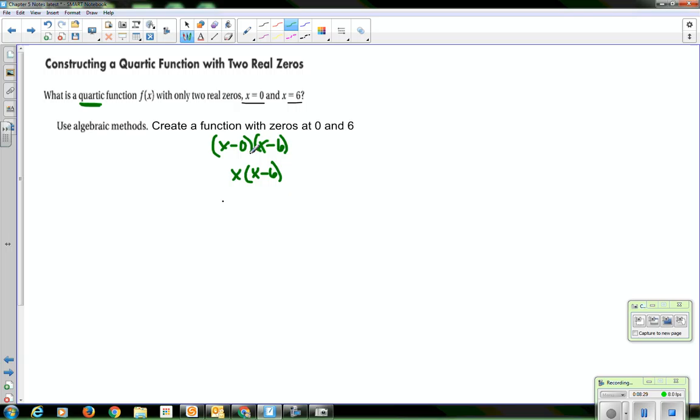The problem with having only 2 real zeros is that now I need to find some function that has a degree of 2 and no real zeros.